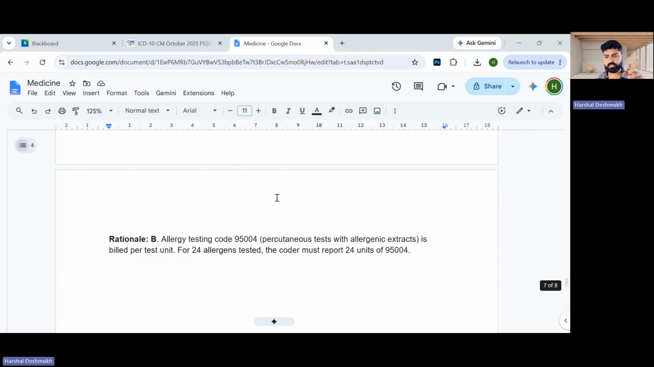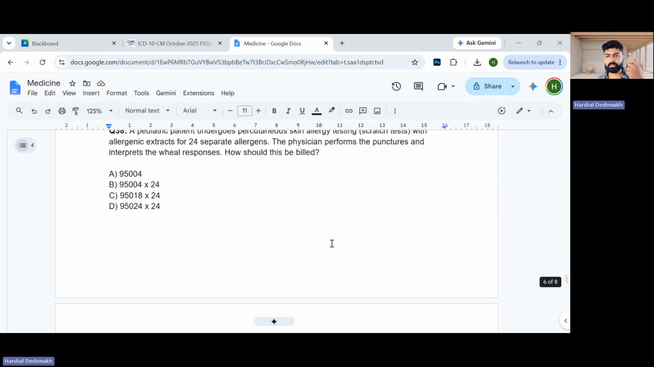Answer to this question is option B, that is 95004 with 24 units to be billed.